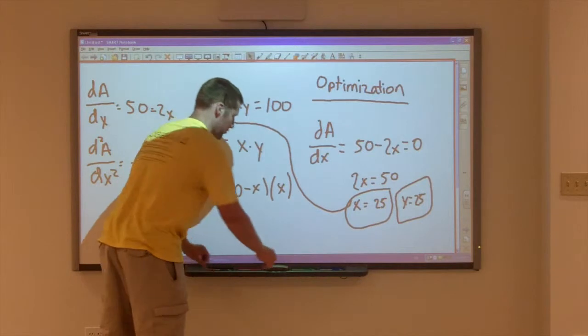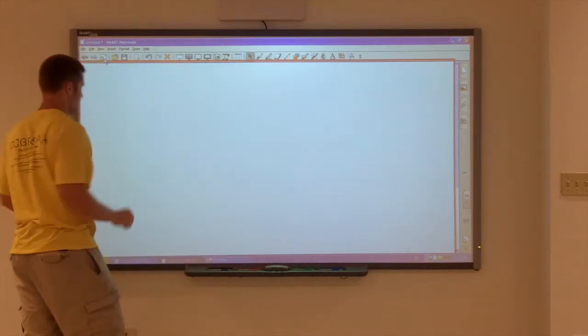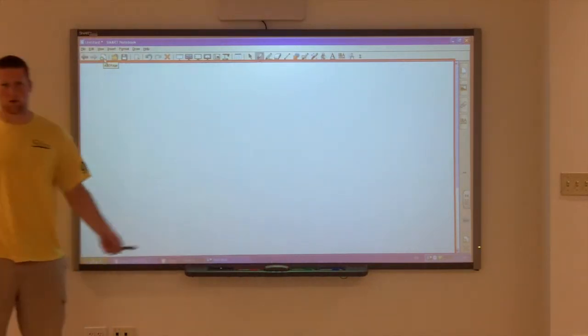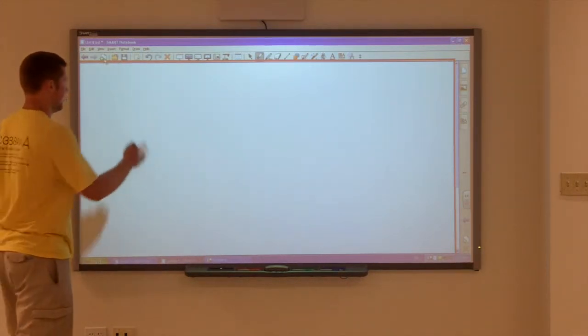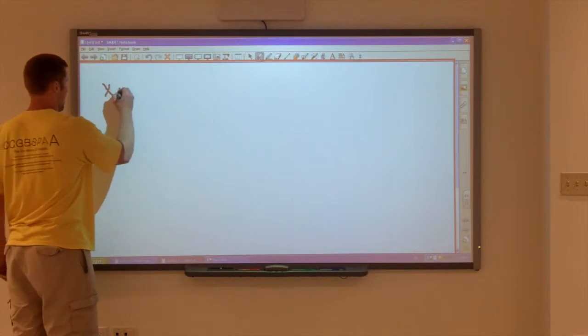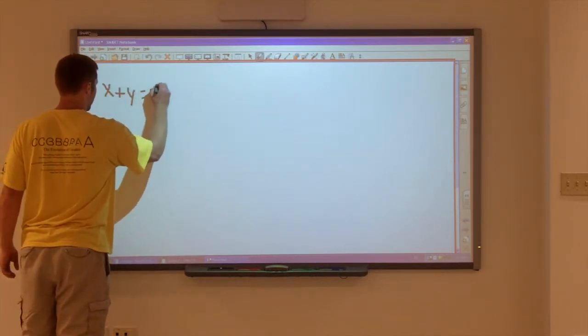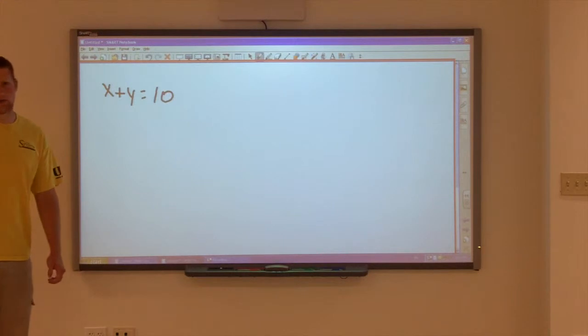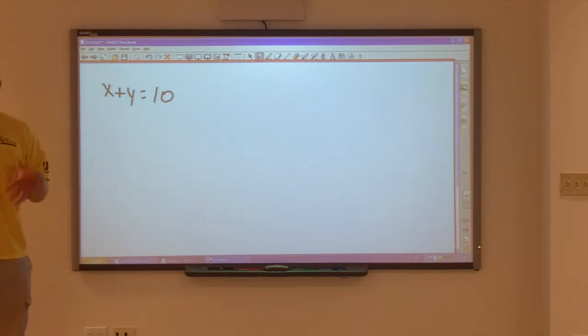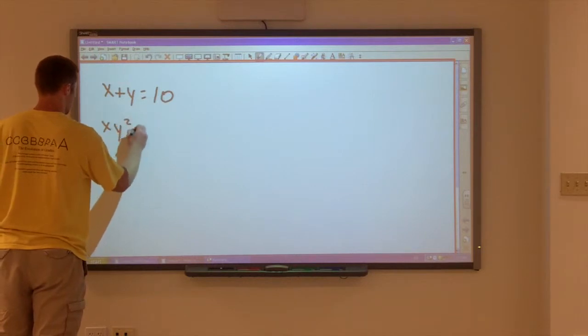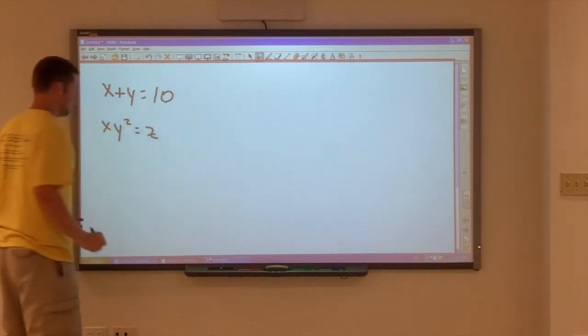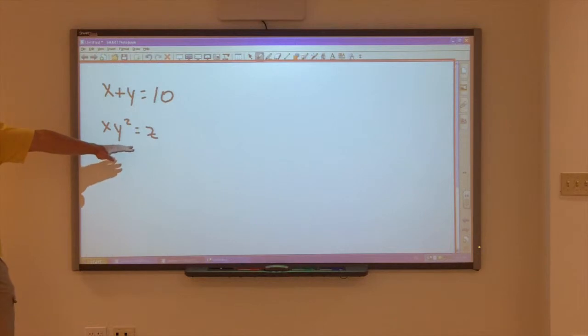Let's look at another example. So, let's say we're just given an abstract problem, and we're given that the sum of two numbers has to equal 10. So let's call those two numbers x and y. So if x plus y equals 10, then we're asked to find two such numbers so that the product of one of those numbers and the square of the other is maximum. So let's call x times y squared, let's call that z. So our problem is to maximize z.